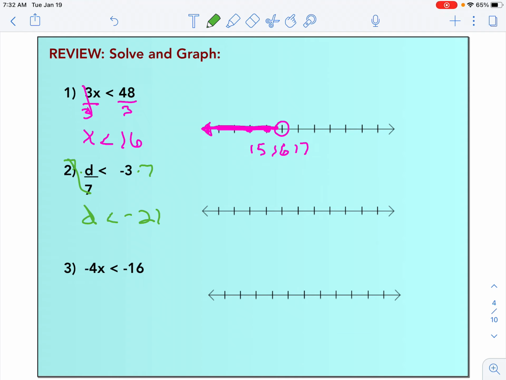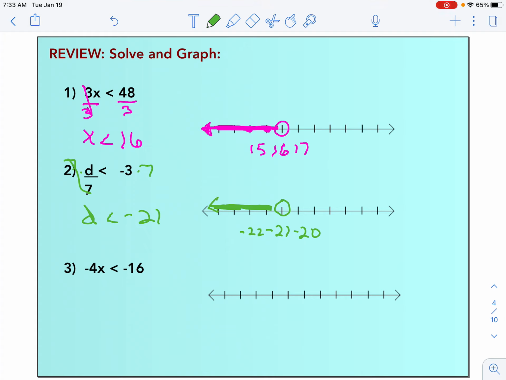So again, I want to graph all the values where D is less than negative 21. Here's my negative 21. A number bigger would be negative 20. A number smaller would be negative 22. So I am going to put a circle at my key number right here, but I am not going to shade the circle in unless it has an equal part with it, and it does not. So all of the numbers that are less than negative 21 are always going to be to the left.